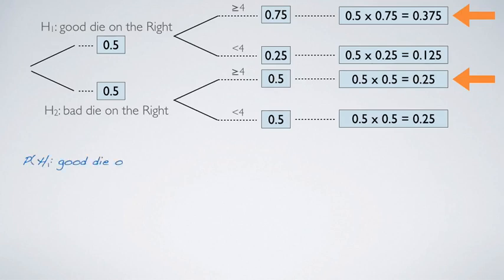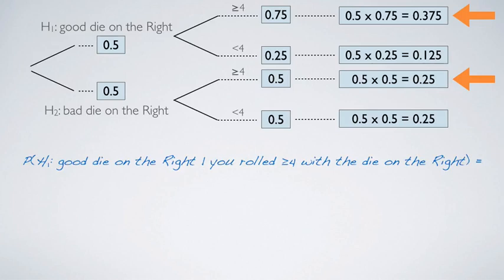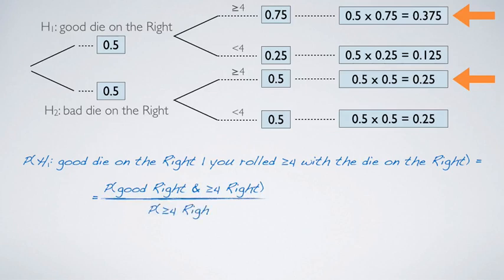Well, that probability could formally be written as the probability that the good die is on the right given you rolled a number greater than or equal to 4 with the die on the right. It's a conditional probability, so we can make use of Bayes' theorem, which basically says if you're looking for A given B, find the joint probability of A and B divided by the marginal probability of B. So in the numerator, we have good die is on the right and you roll a number greater than or equal to 4, divided by simply the probability of rolling a number greater than or equal to 4 with a die on the right hand.